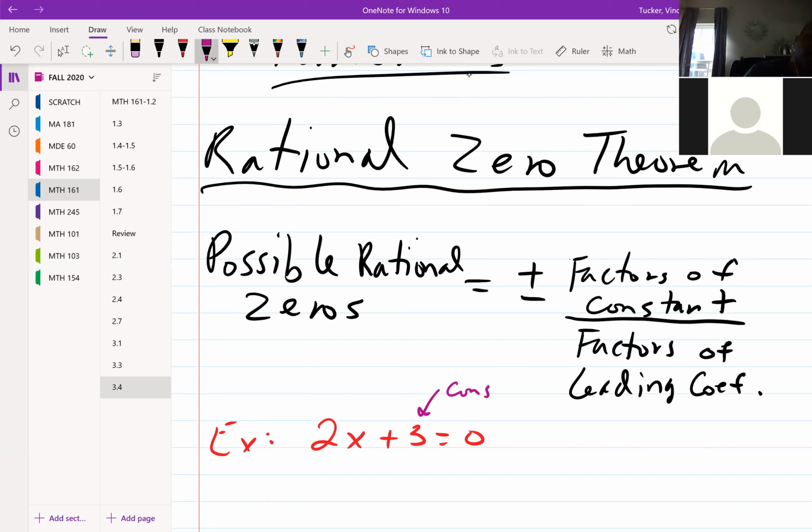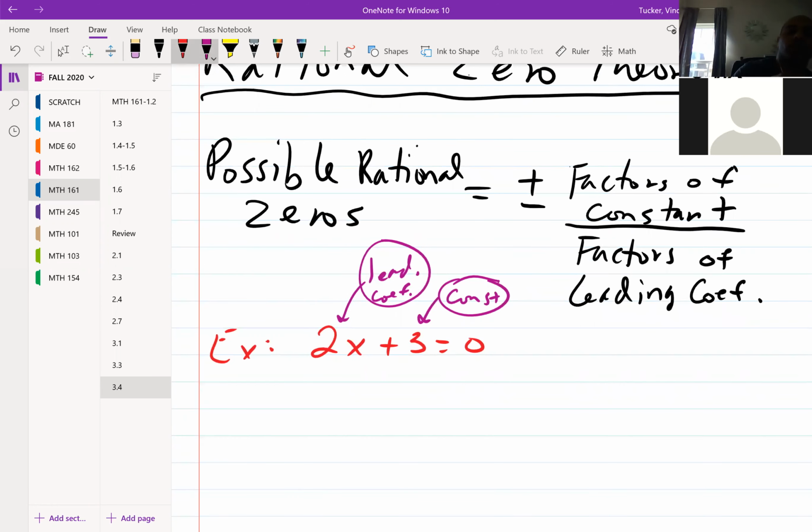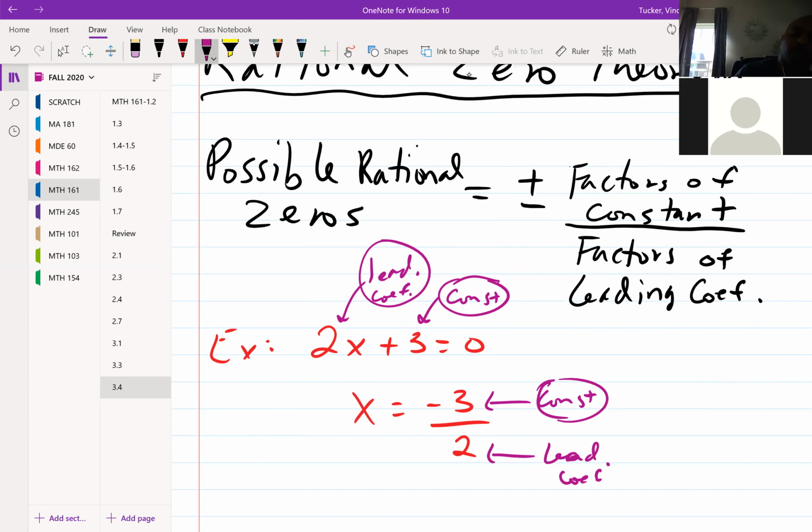This is my constant. Your constant is the term that's not attached to any variable. And then this is my leading coefficient, or the number that's in front of the variable with the highest exponent. So when I go to solve this, I will subtract 3 from both sides, then divide by 2. So notice the constant is on top, leading coefficient is on bottom.